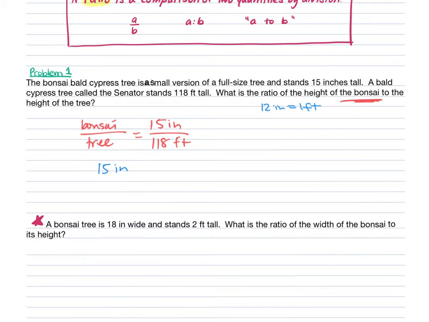So remember with changing your units, you divide by inches and then you multiply by feet so that the inches cancel. And let's make this equivalent to 1, which is 1 foot over 12 inches.